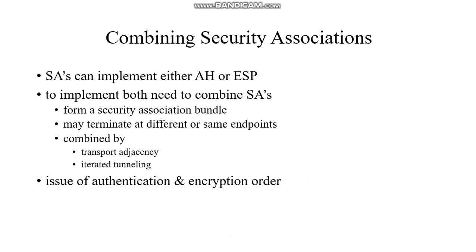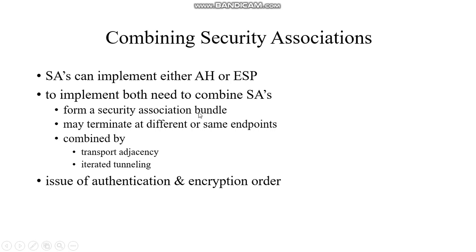Next, combining security associations. The security association means a relationship between the sender and the receiver. That can be implemented with either AH or ESP, but both cannot be combined. But in some cases, we need to implement both. In those situations, we form a security association bundle. Various security associations are bundled here.